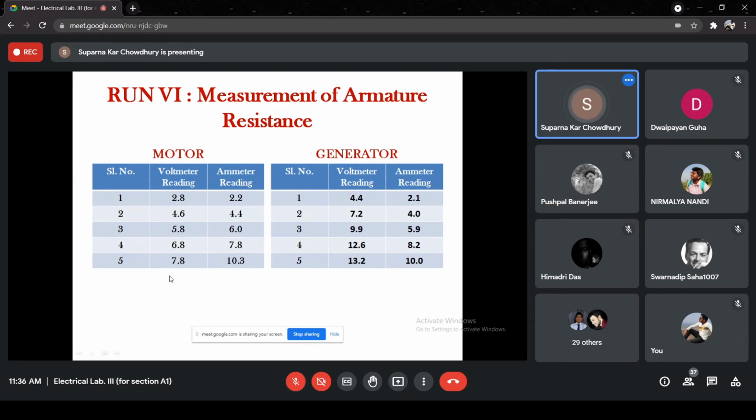Now, for calculation, there is no point in taking the mean of these readings, because this is actually variable. So normally it is customary to take the value corresponding to the rated current, but the rated current reading is not available here. So take the value for the highest current, the last one.